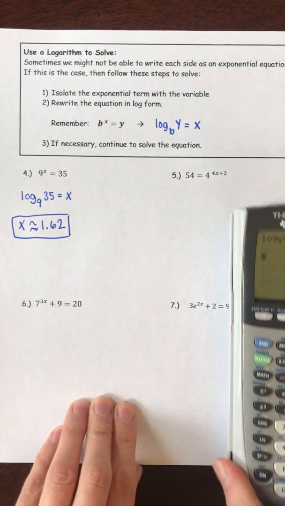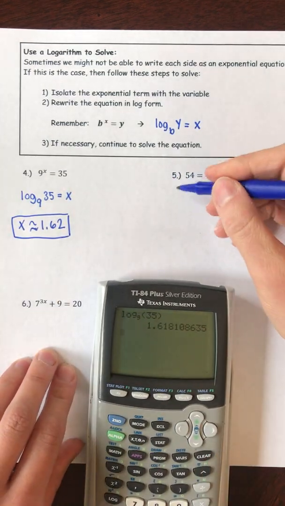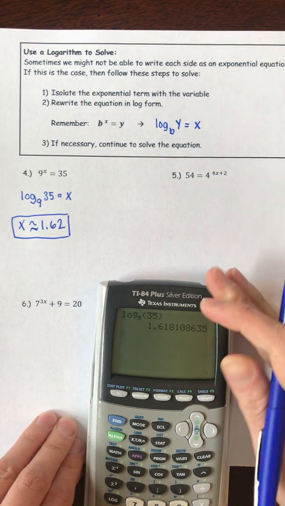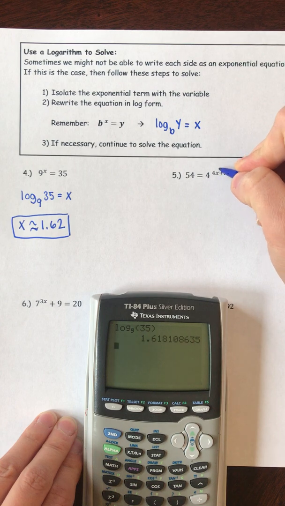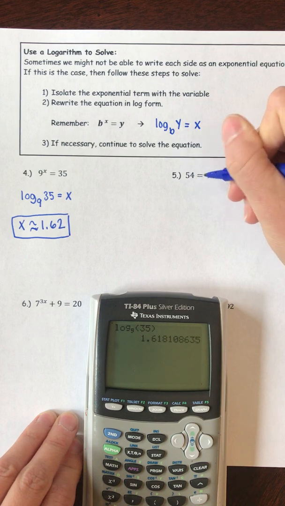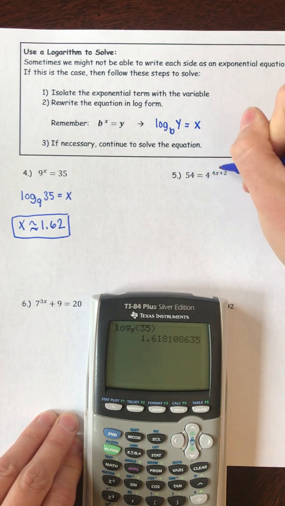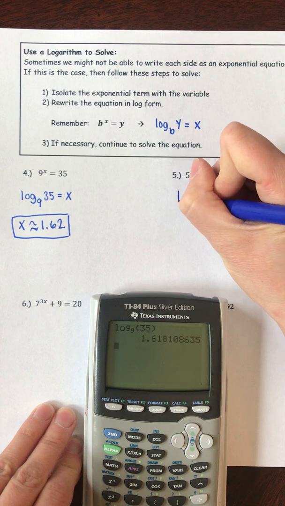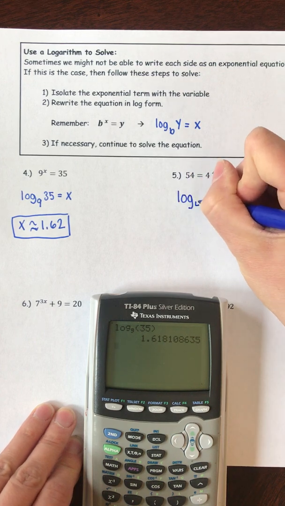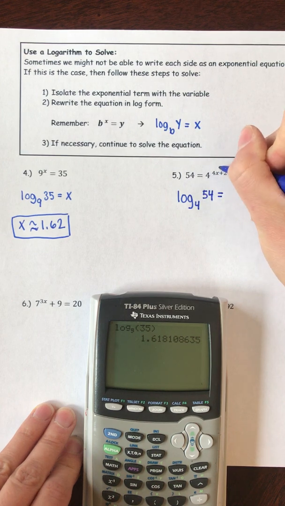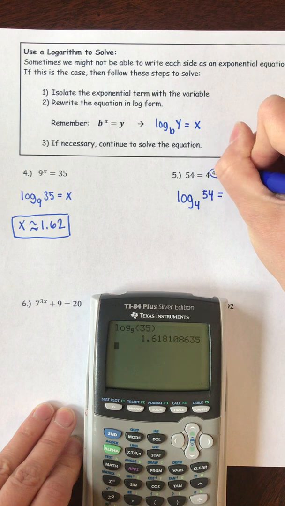Okay. All right. In number 5, I have 54 equals 4 to the 4x plus 2. So there's a lot more going on in the exponent up here, but the 4x and the 2 are up in the exponent. So you don't want to subtract 2, you don't want to divide by 4. The term with the exponent is actually by itself. So I'm just going to go ahead and rewrite this into log form. So rewriting this in log form would be log with the base of 4 of the other side, which is 54, equals the exponent. Now the exponent was this whole thing, 4x plus 2.